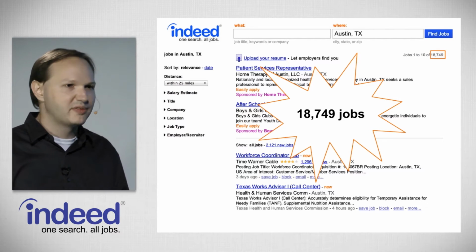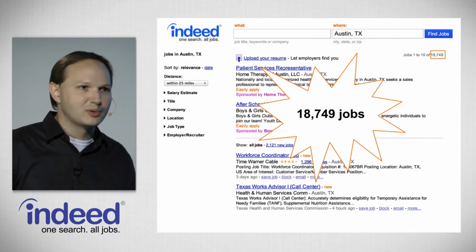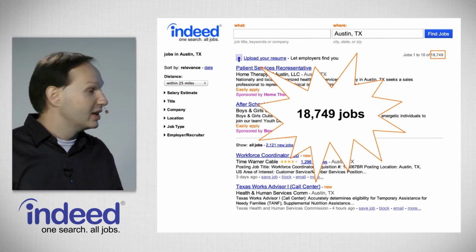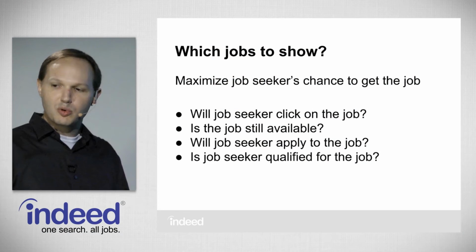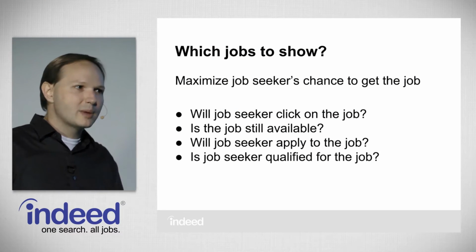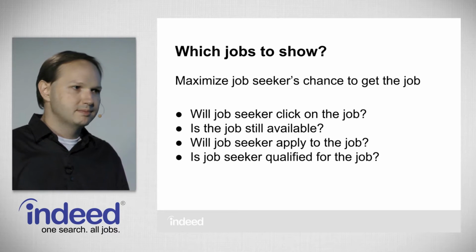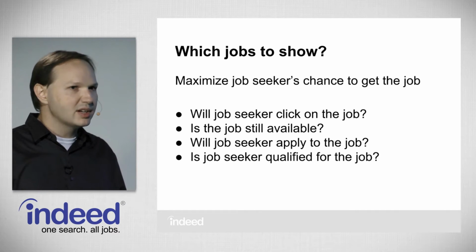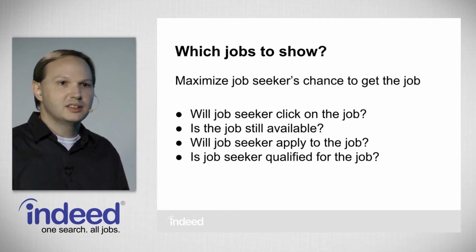So it's very important to figure out what are the best jobs we can show them to save them a lot of time in their search. So we're here to help people find jobs. So let's show the jobs that maximize the chances of them getting a job. We break this into 4 subproblems. Will the job seeker click on this job if we show it to them? If they don't click on it, it seems highly likely they're not going to get the job.